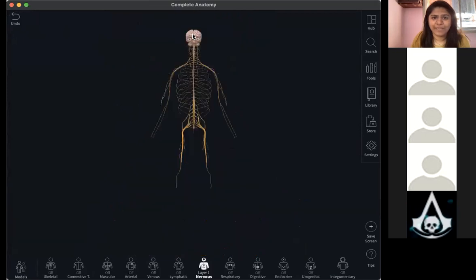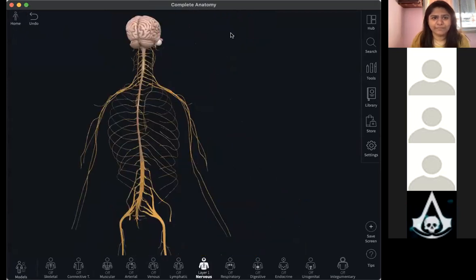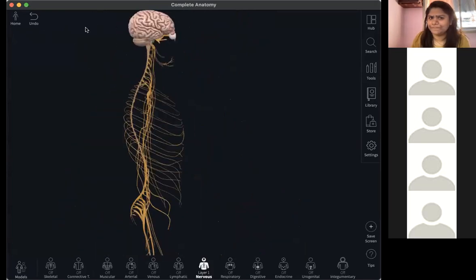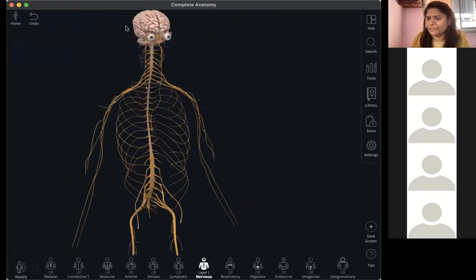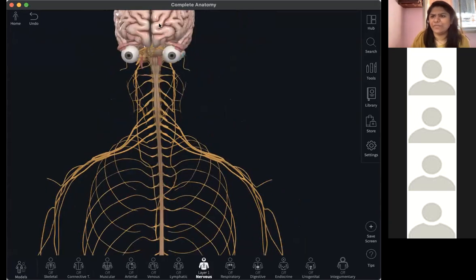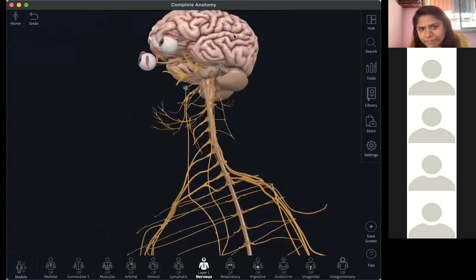That's the brain. What can you say by looking at this? What can you say about the brain? It looks like a walnut. Amazing. What else? Not having walnuts for a long time now. Thank you for that. What else?